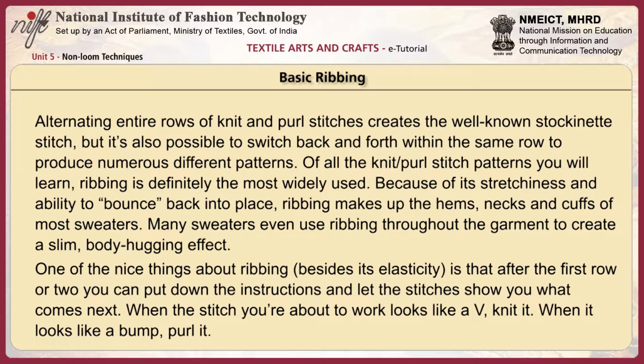One of the nice things about ribbing, besides its elasticity, is that after the first row or two, you can put down the instructions and let the stitches show you what comes next. When the stitch you are about to work looks like a V, knit it. When it looks like a bump, purl it.